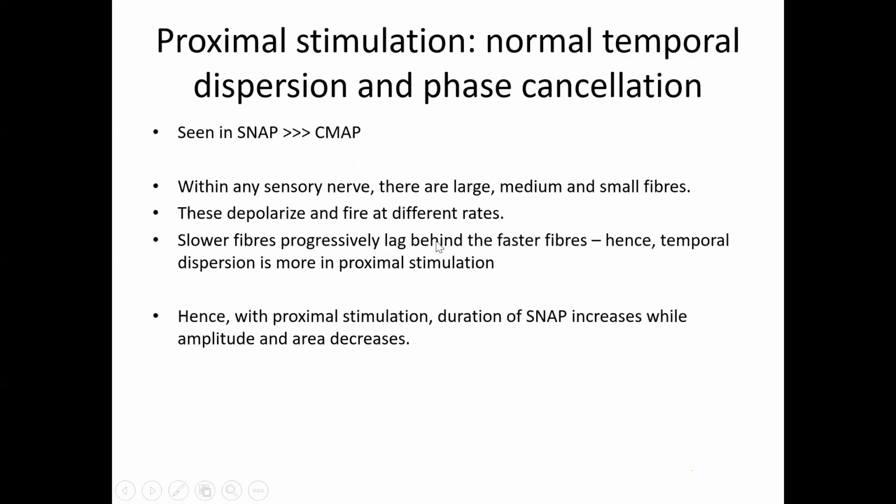So what is proximal stimulation, temporal dispersion, and phase cancellation? Temporal dispersion and phase cancellation are seen more in the SNAP than in the CMAP normally. Within any sensory nerve, there are large, medium, and small fibers. They depolarize and fire at different rates. The slower fibers progressively lag behind the faster fibers. Hence, temporal dispersion is more common in proximal stimulation. With proximal stimulation, the duration of the SNAP or CMAP increases, while the amplitude and the area decrease.